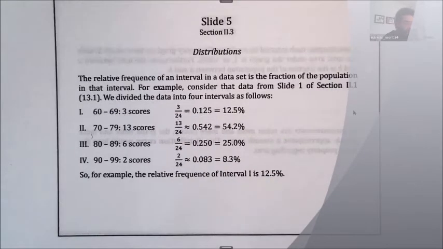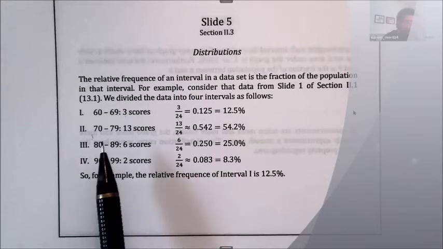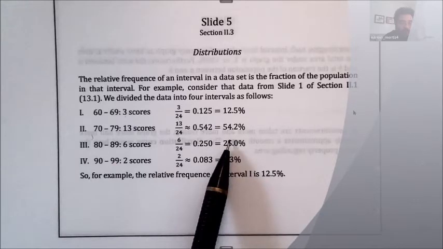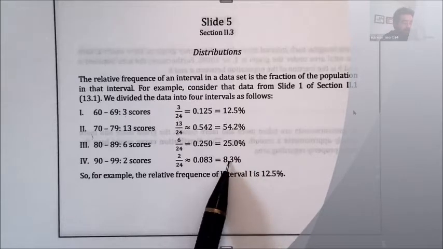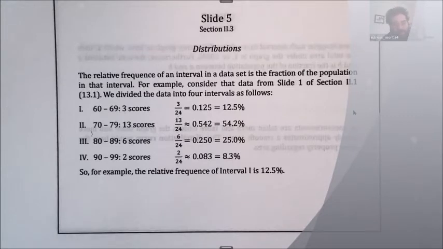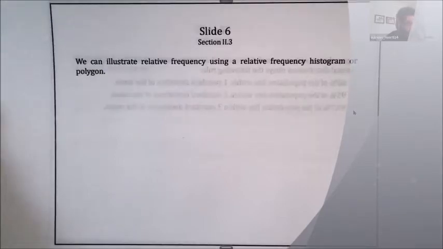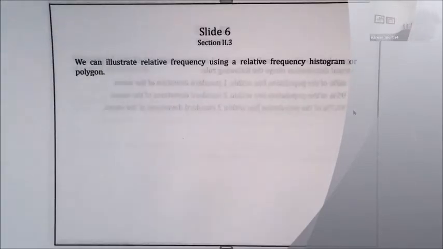So the relative frequency of interval 2 was 54.2%. Interval 3 is 25.0%. Interval 4, it was 8.3%. Okay, so here we're not talking about frequency, we're talking about relative frequency. We can illustrate relative frequency using a relative frequency histogram or polygon. Okay, so let's draw one of those.